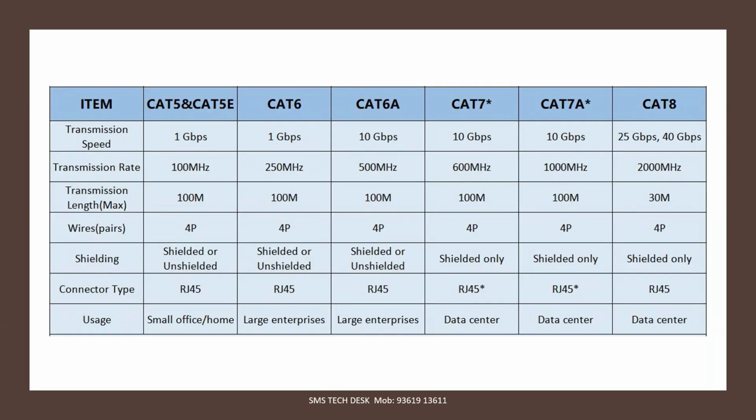Okay, so based on that bandwidth, because while selecting the NIC card, they will mention that this is a 1 Gbps card, this is a 10 Gbps NIC card, this is a 25 Gbps NIC card. There is some classification, right? Based on that, we need to select the correct cable option.